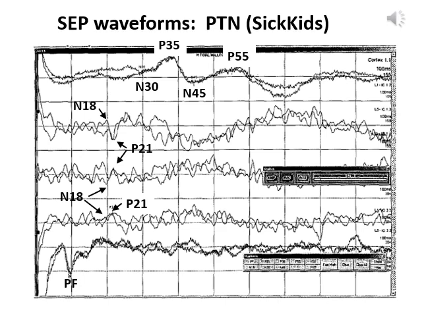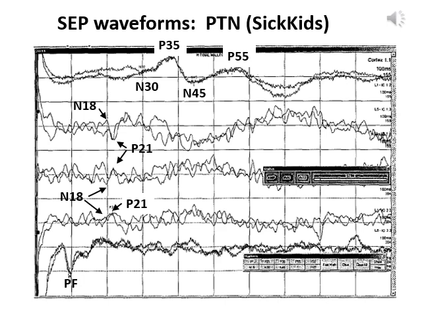The obligate waveforms are actually the N30 and P35, so there's a lot of individual variation around the N45, P55, and it's not obligated that they are seen in every single person. There's a lot of individual variability in the presence of the N45, P55.